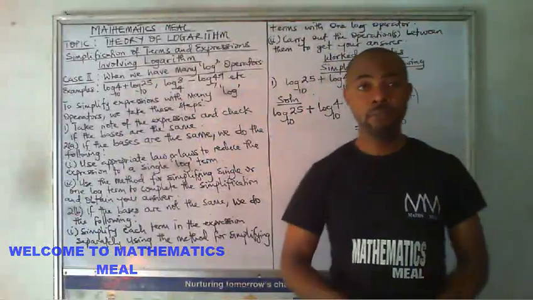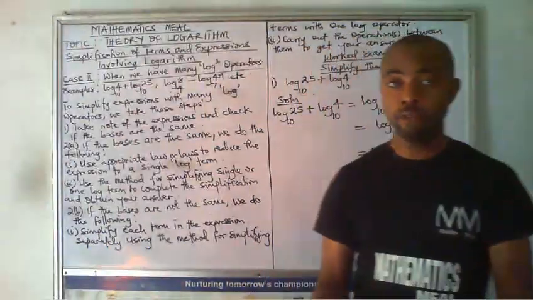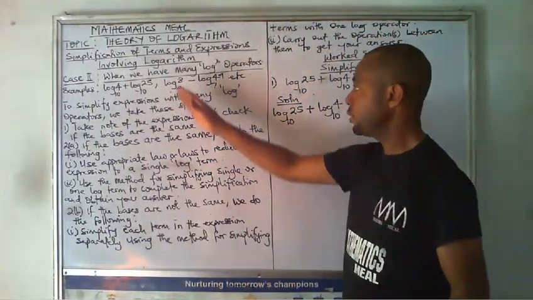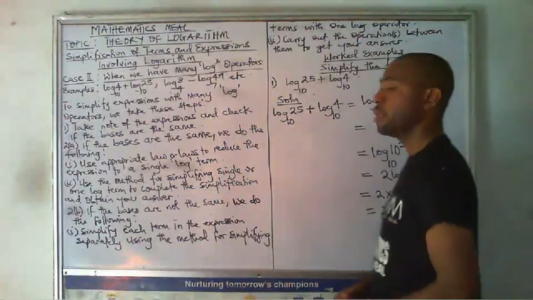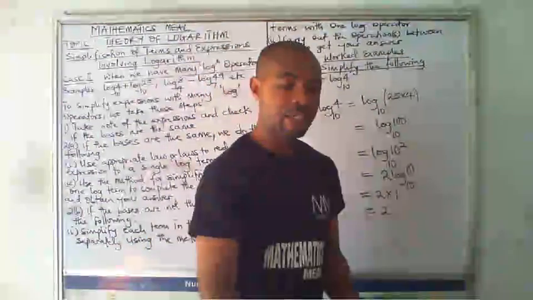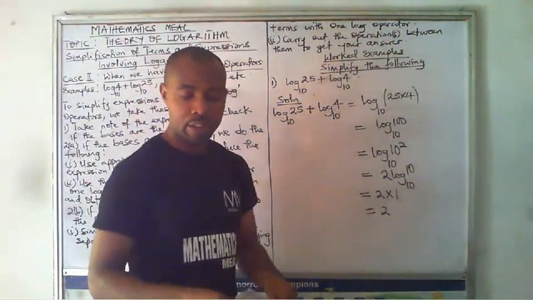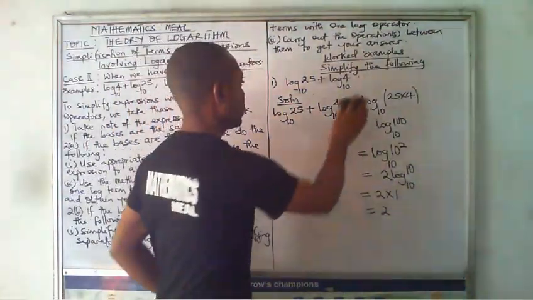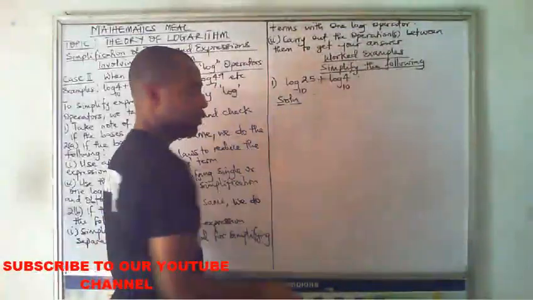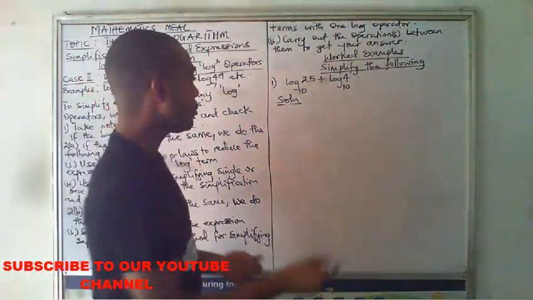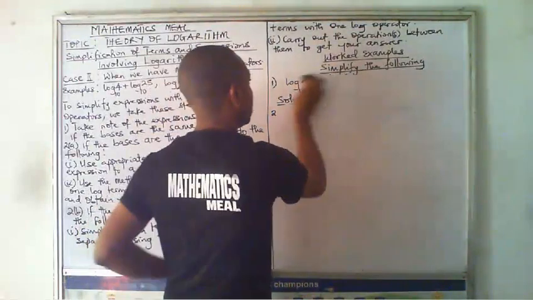We are still on simplification of terms and expressions involving logarithms, and our interest is in case 2, when we have many log operators. We have actually looked at the first example, so we need to take more examples on this. Let's take more questions, following the steps that we have already.